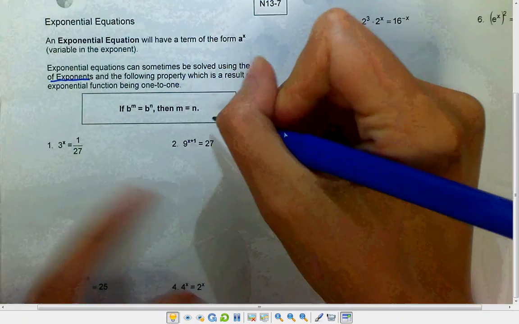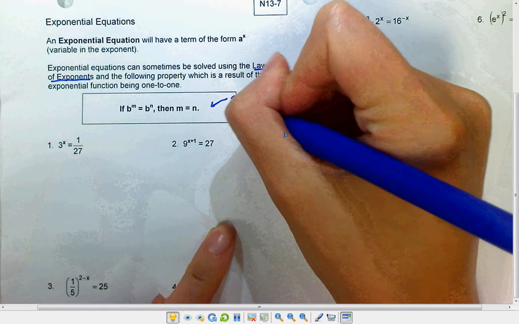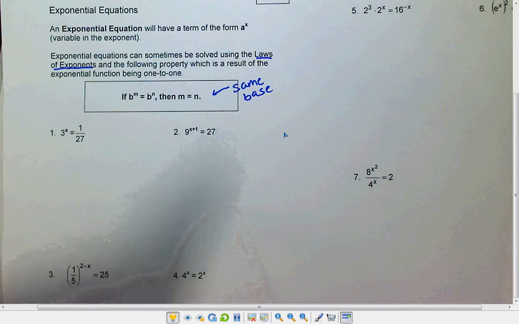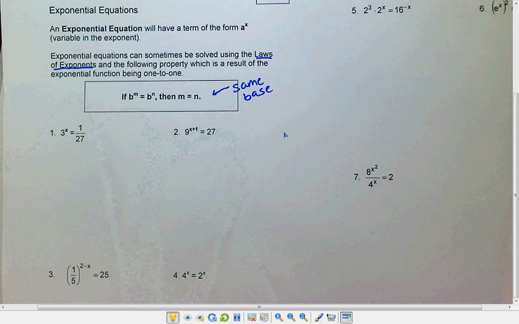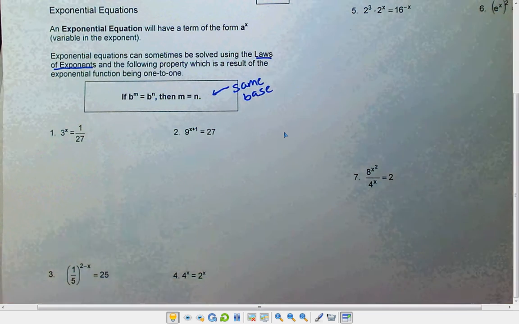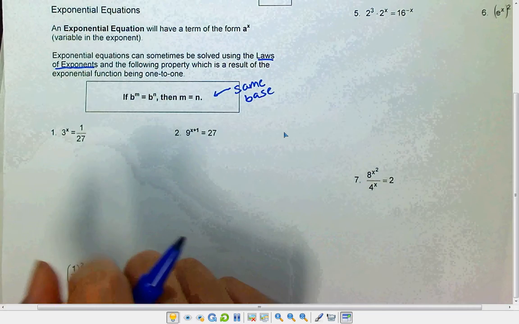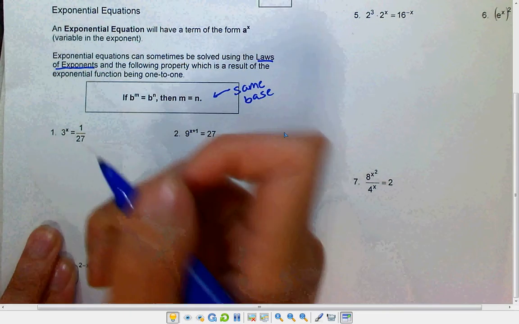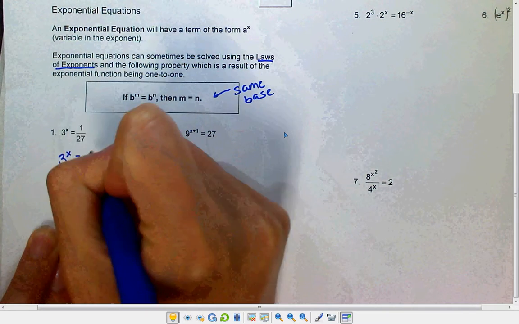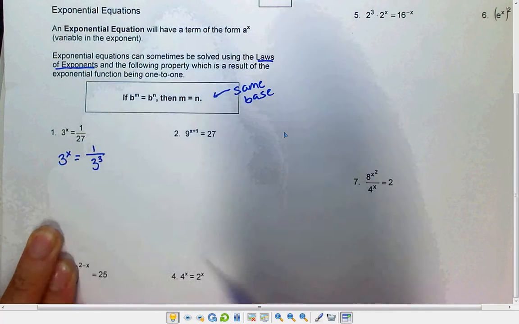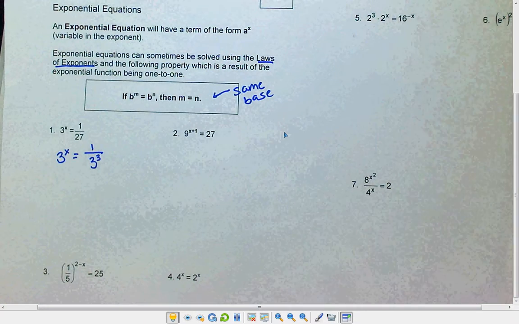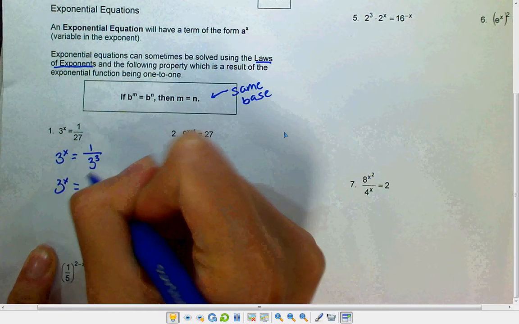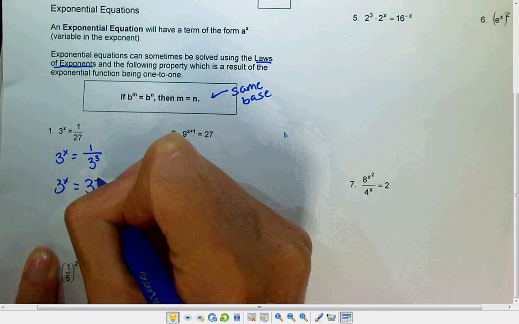Our goal here is to get our equations to use the same base. Kind of like with our common base, we want to rewrite our equations so that they have the same base. For number one, if you look at our numbers, we have a 3 and a 27. We want to rewrite this using the same base. We know that we can rewrite 27 as 3 to the third. But it's in the denominator. If we want to move it up to the numerator, all we have to do is make our exponent negative.